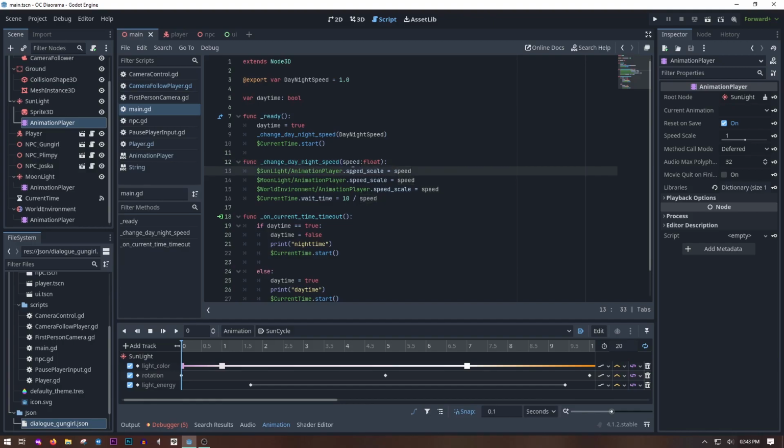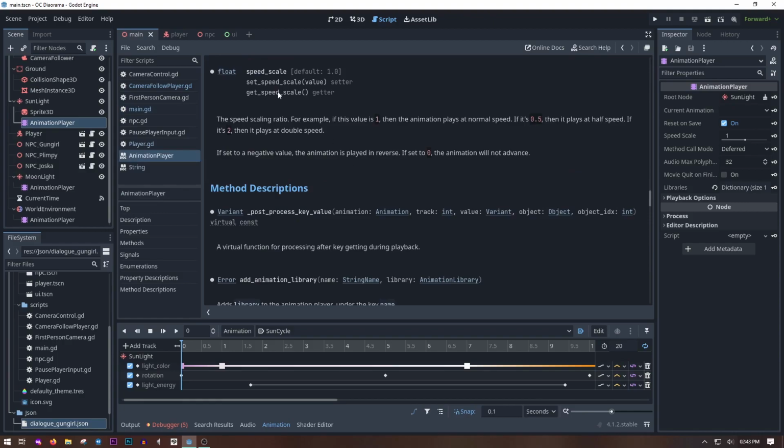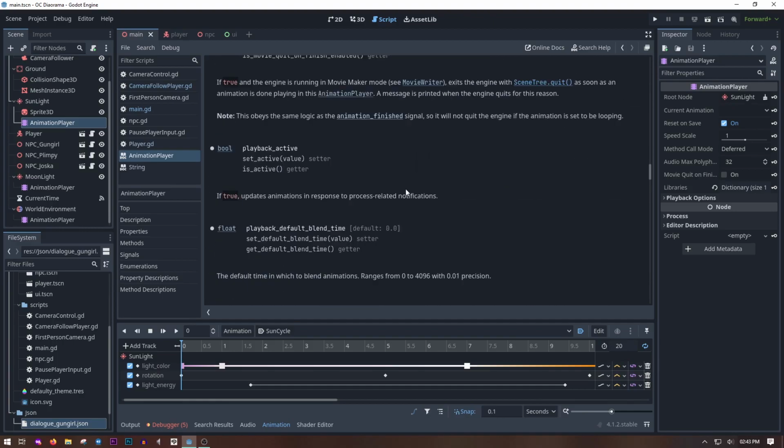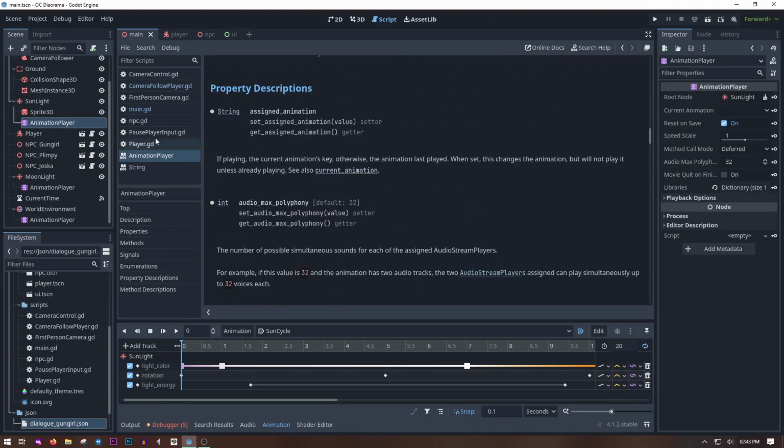So speed scale, if you control click on a thing, it will show you the manual documentation of what that is, which is very handy. So speed scale, speed scaling ratio. Yeah, so that's for animation stuff.